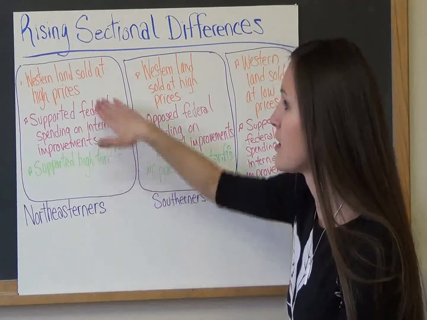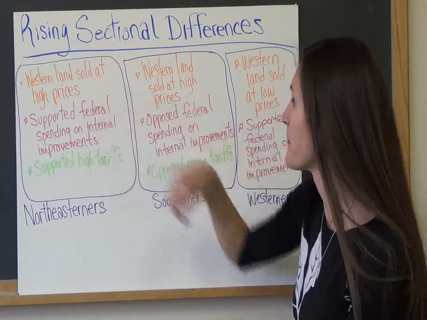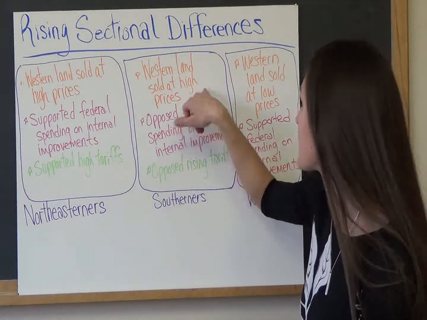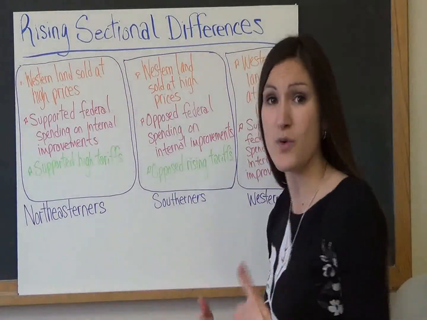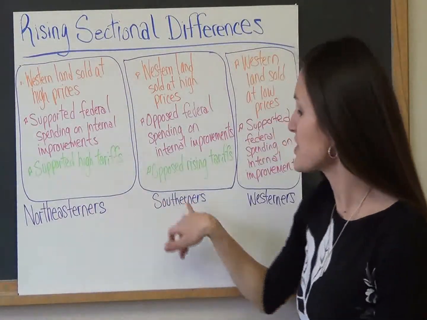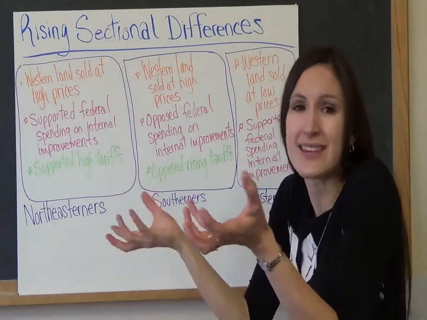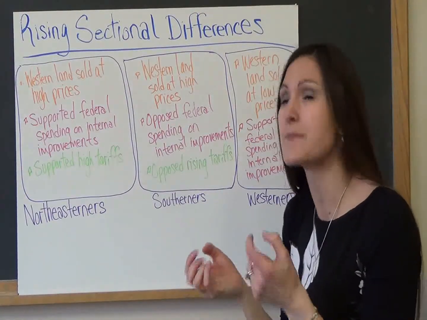Northeasterners wanted Western land sold at high prices. Southerners also wanted Western land sold at high prices, but Westerners wanted their land sold at lower prices. So the Northeasterners and the Southerners wanted it sold at high prices because they wanted to get as much money as they could out of those Western lands.